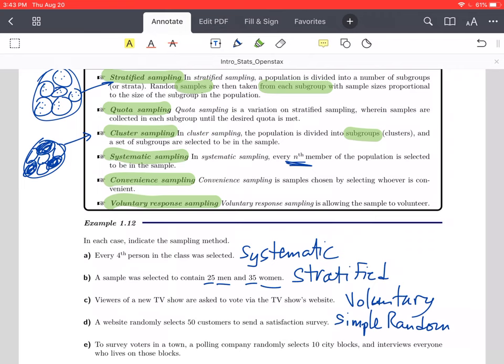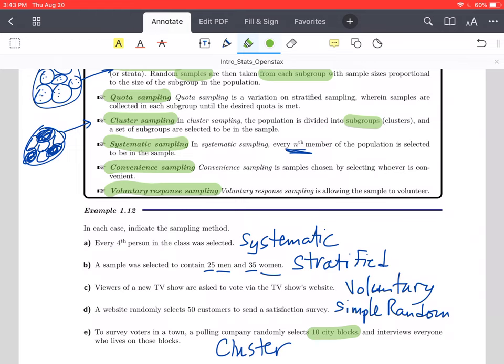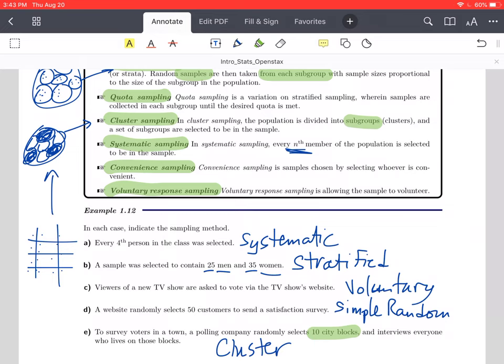And then part E, to survey voters in a town, a polling company randomly selects 10 city blocks and interviews everyone who lives on those blocks. So this one is going to be cluster. Because they are grouping, they're picking 10 city blocks, so 10 groups, right? So if you go back to my drawing up here, if you have a layout of the city, and there's all these blocks down here on all the corners, and the city is just picking 10 of them at random. So you're grouping them, and then picking 10 of those groups. So that would be a cluster sample.